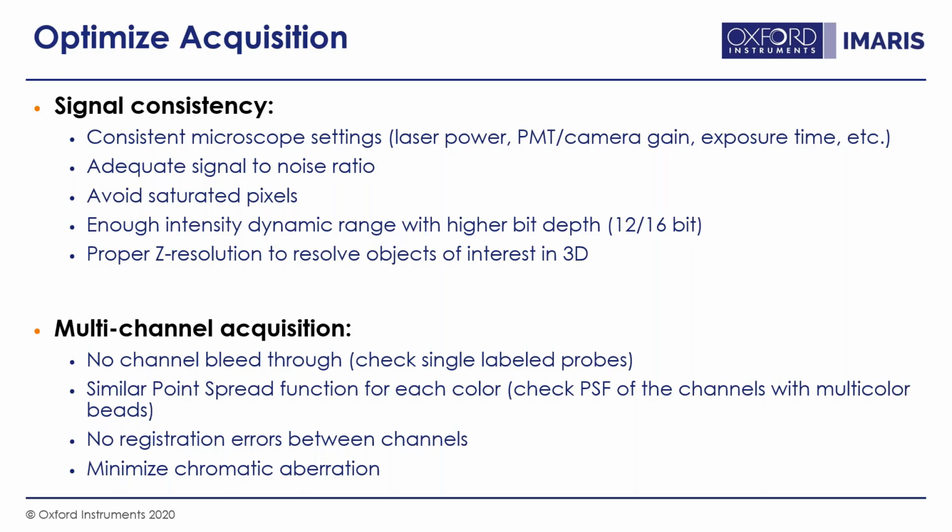Laser power stays the same. PMT, camera gain, exposure time, however you're acquiring your images, are very similar. If you ever do any kind of pre-processing of your images, those are also done to the same extent on all of your images. Do you have adequate signal to noise? Do you have a lot of background in your signal? Are we able to segment the objects?